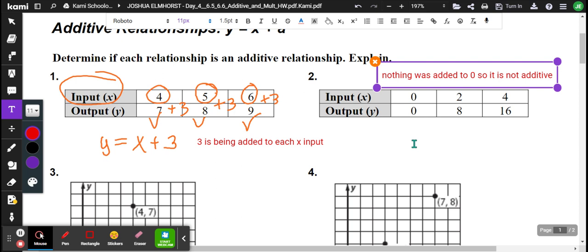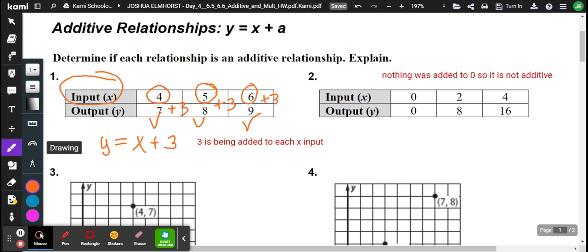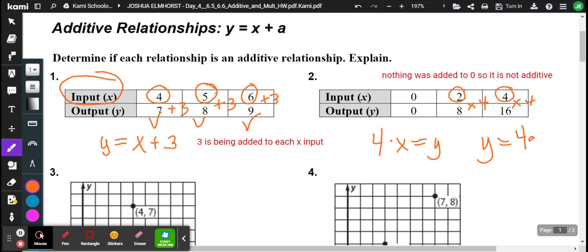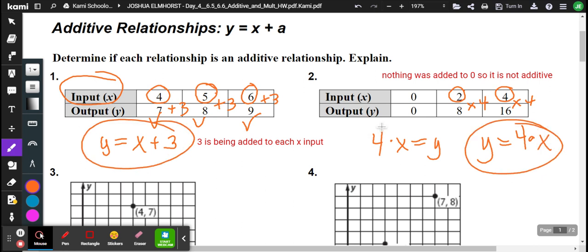Since nothing was added, this is a multiplicative relationship. And then we have 2 times 4 is 8, and 4 times 4 is 16. So we have 4 times x equals y. But then in equation format, y equals 4 times x. Just a couple notes right there. The number 1 is additive, number 2 is not.